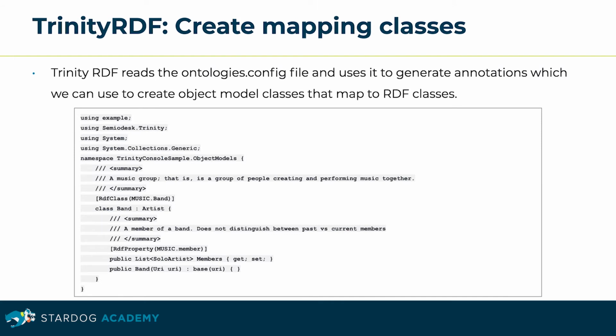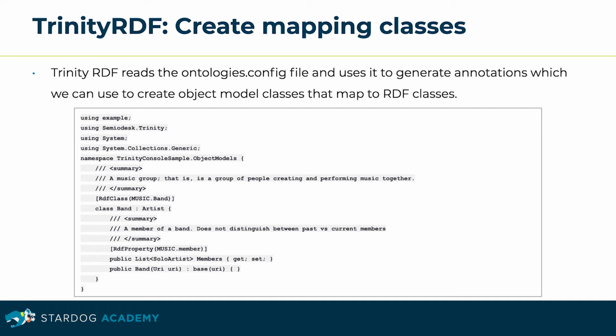TrinityRDF reads the ontologies config file and uses it to generate annotations which we can use to create object model classes that map to RDF classes. In this example, note the annotations RDF class music.band on the band class definition and RDF property music.member on the members property definition, which were generated by TrinityRDF.